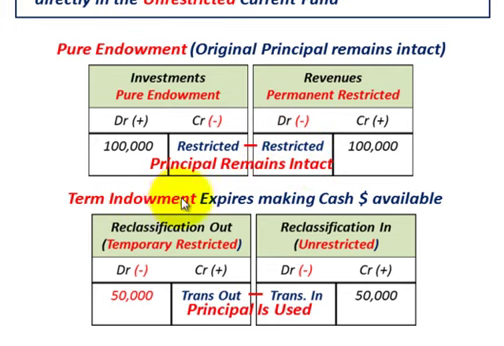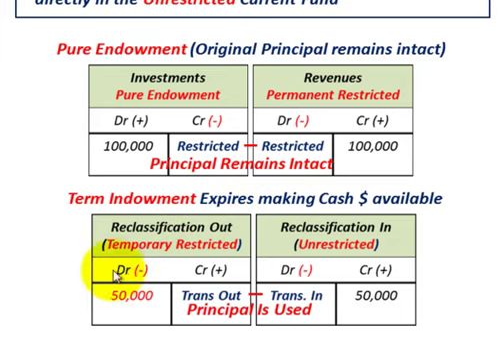Now, with the term endowment, this is where after a period of time the principal can be used. So after it expires, you can make cash available. And the only point you want to make is that with this term endowment, you have to go through that reclassification out from the temporarily restricted asset to a reclassification in to the unrestricted asset. So that's the only point we want to make here when we have these term endowments, when after a period of time the principal can be used.